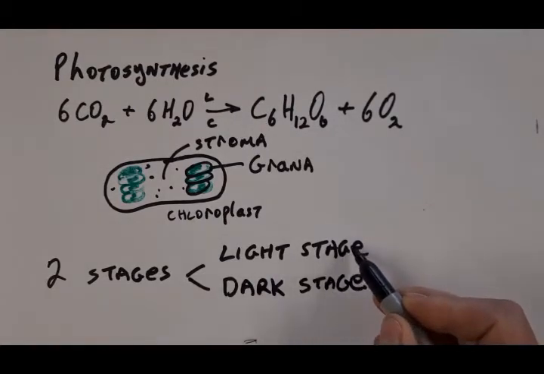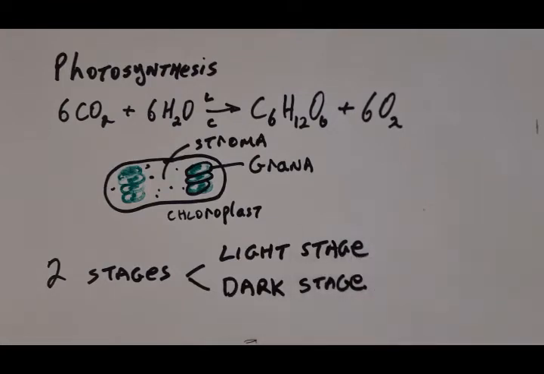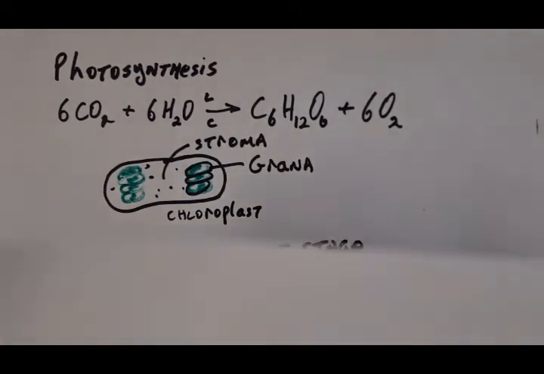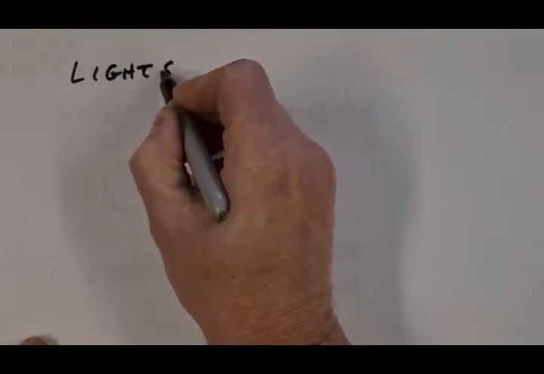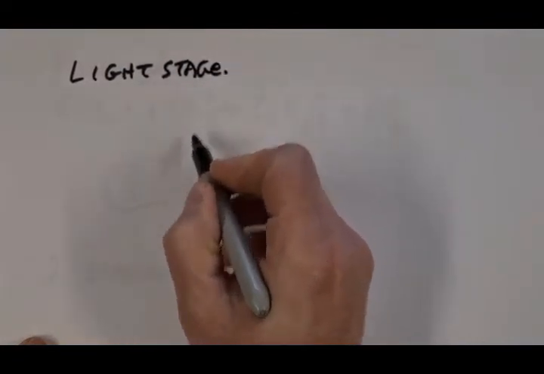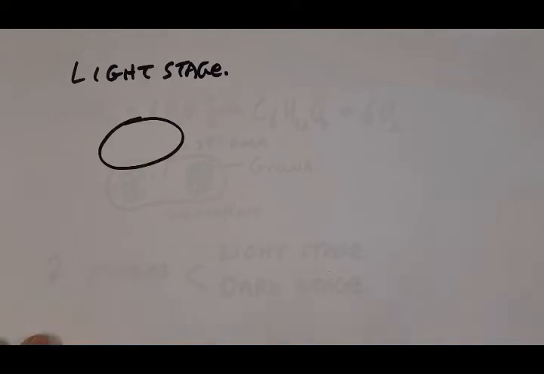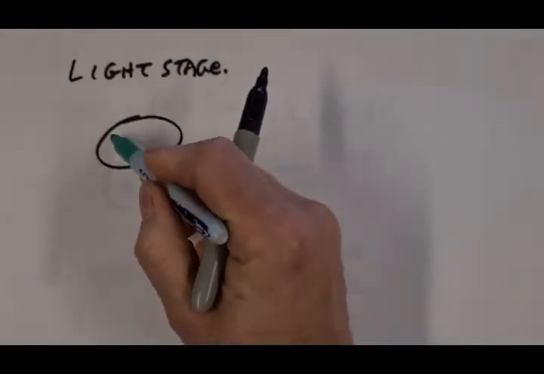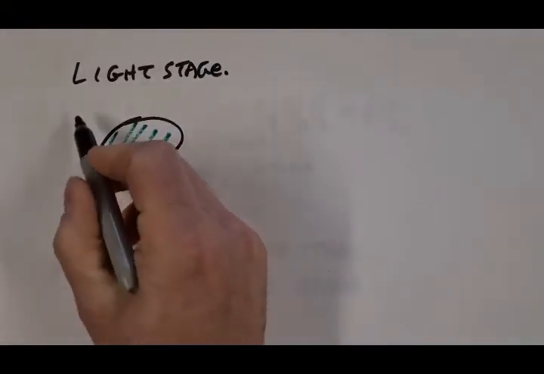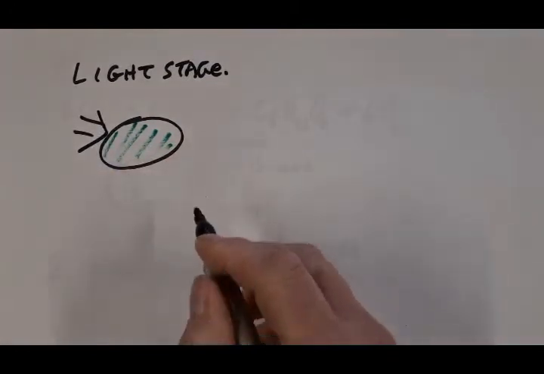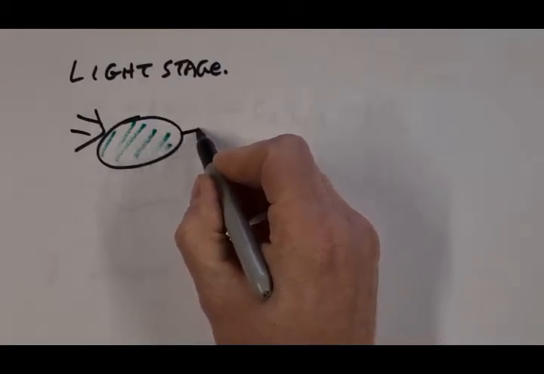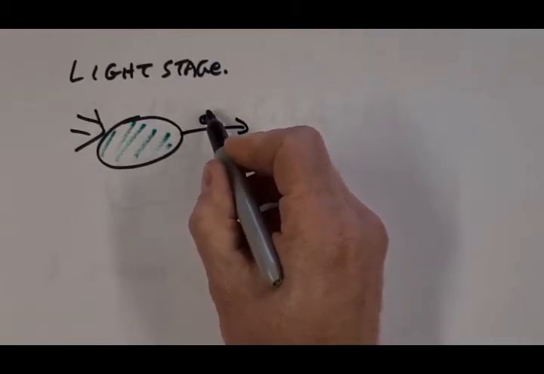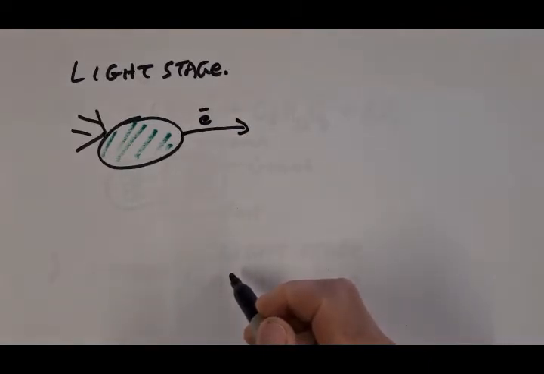Now we're going to look at the light stage in a little bit more detail. We're going to start with a molecule of chlorophyll. Light hits the molecule of chlorophyll. When that happens, molecules inside here start to vibrate and they produce energized electrons. These energized electrons leave at great speed.